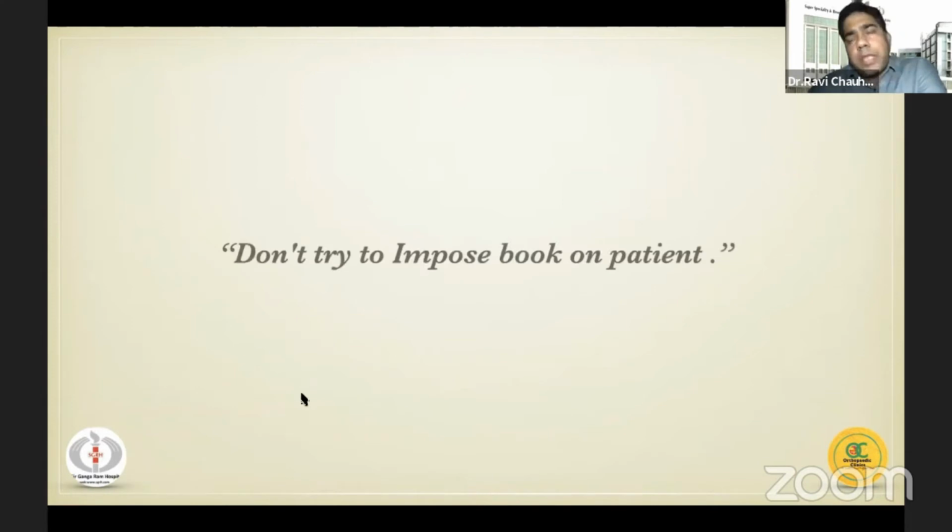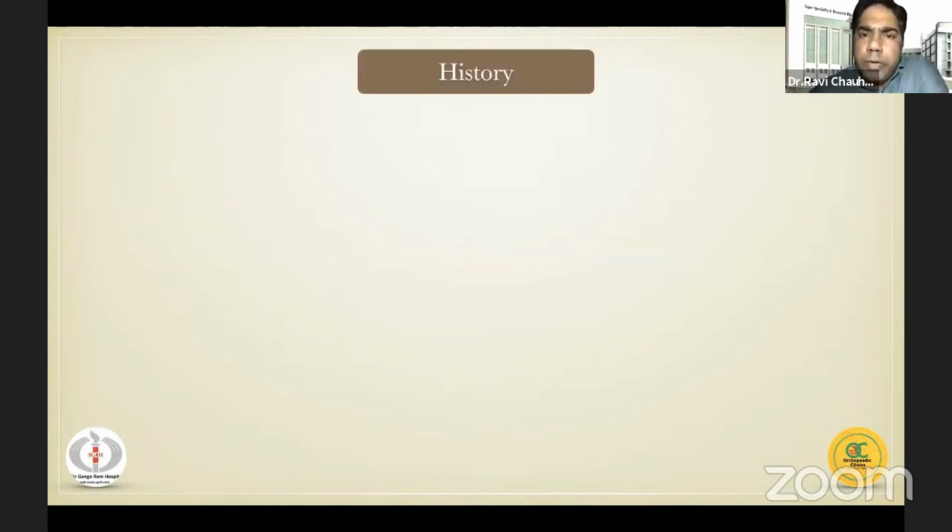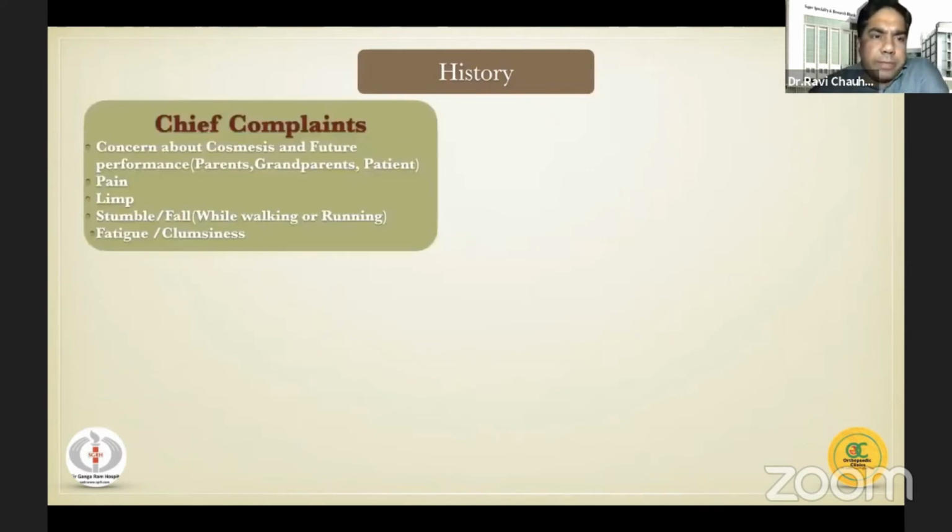Moving further, I want to suggest to the postgraduates that they don't try to impose the book on the patient. It's always found that what children do, what postgraduates do, is they try to impose the book findings on the patients. So, moving to the history, chief complaints.